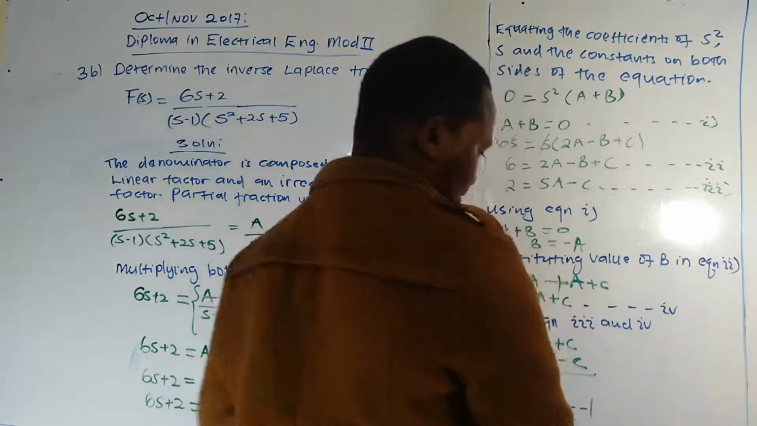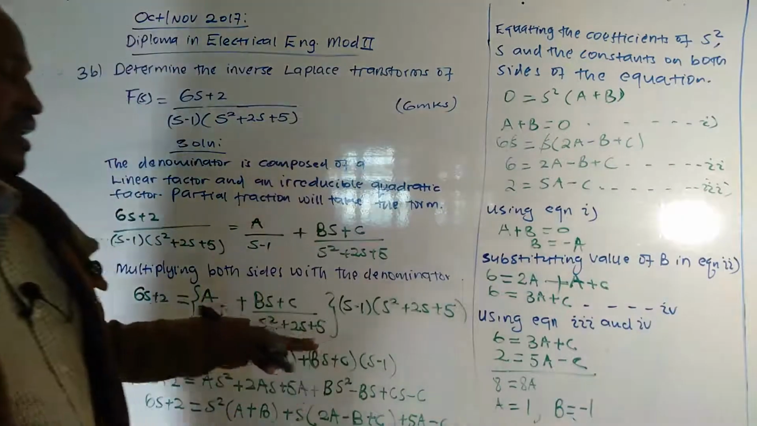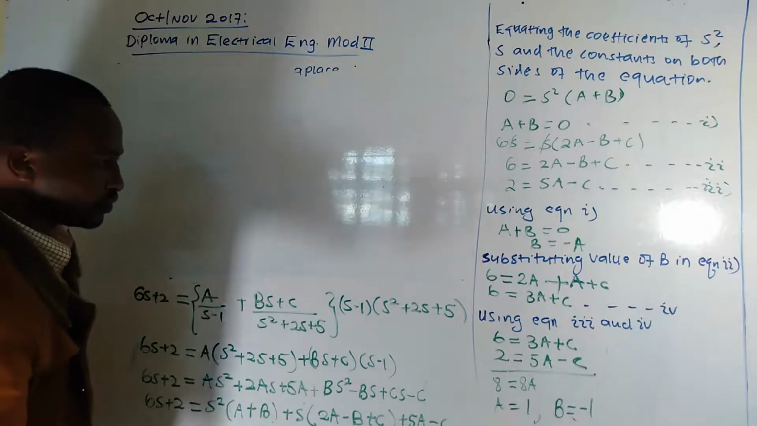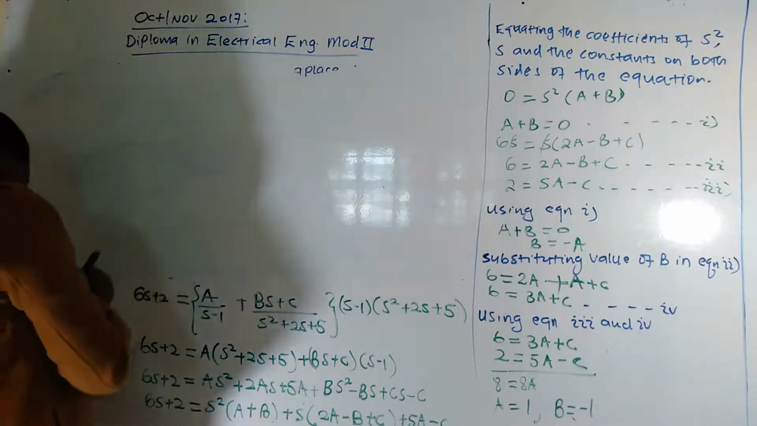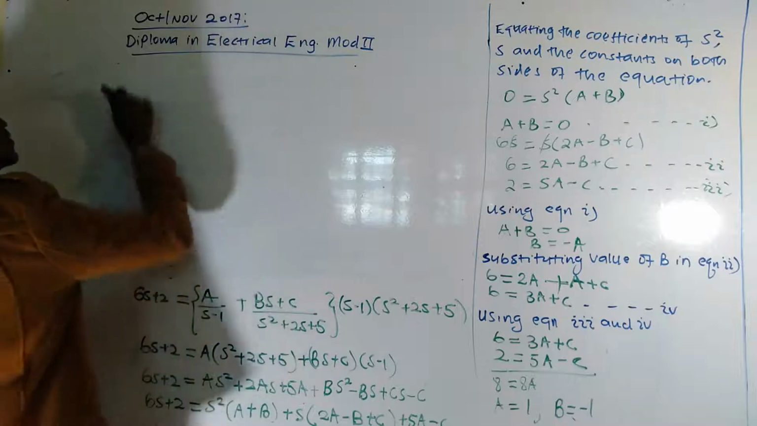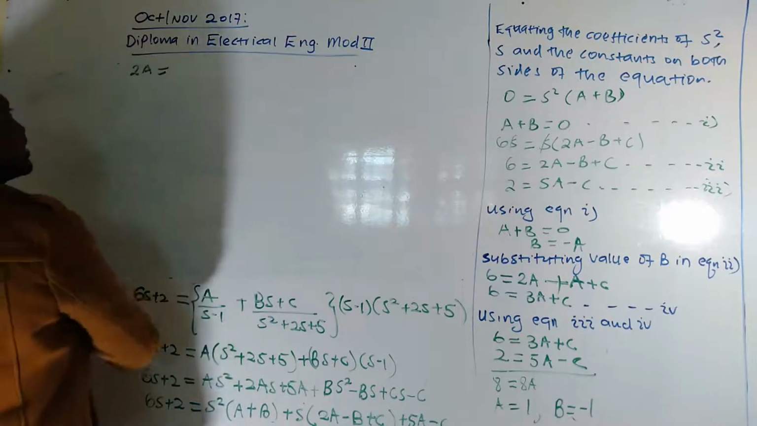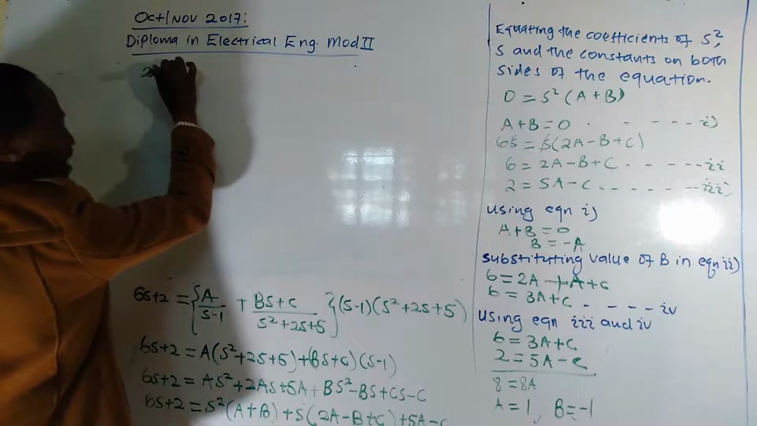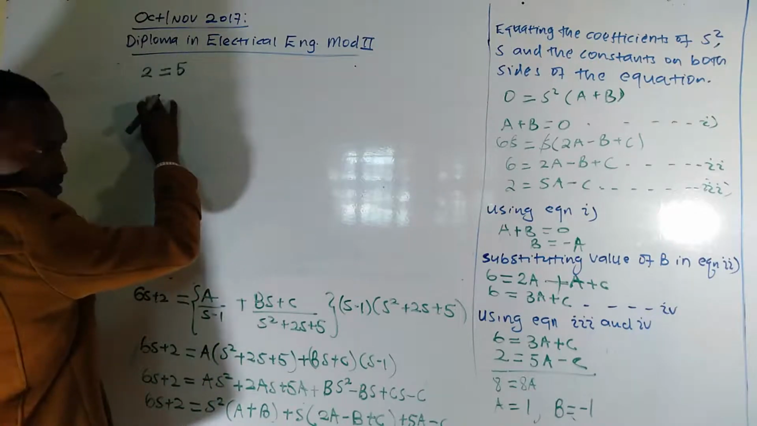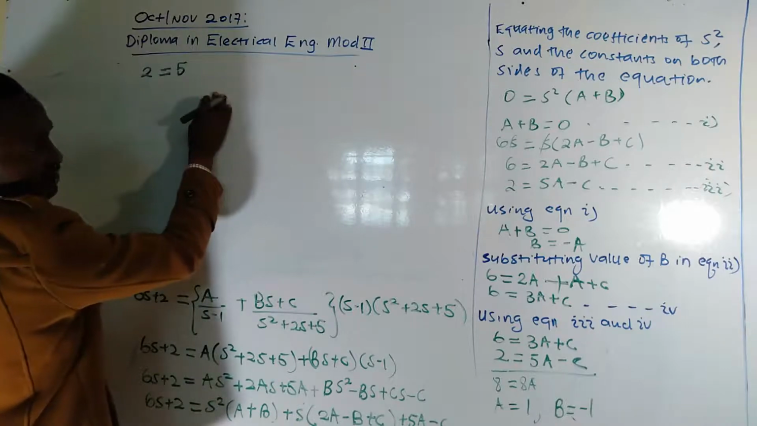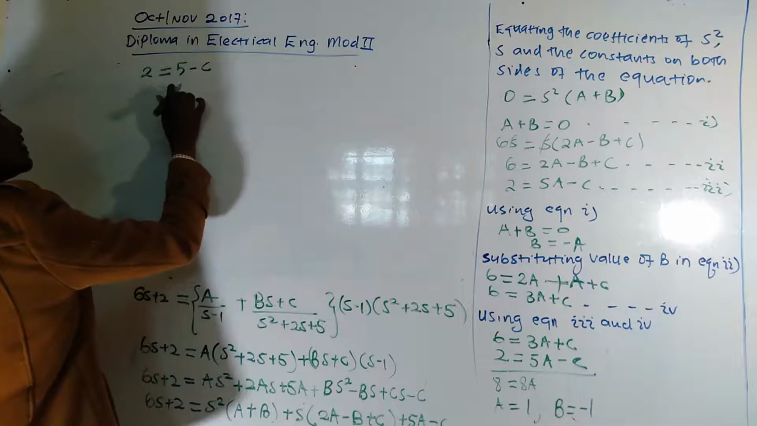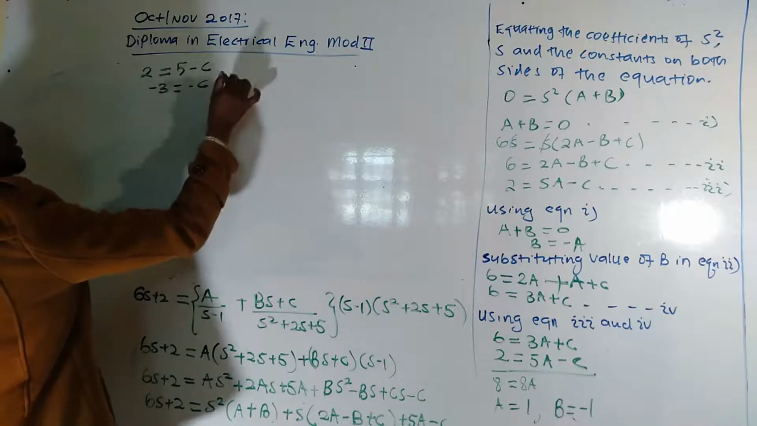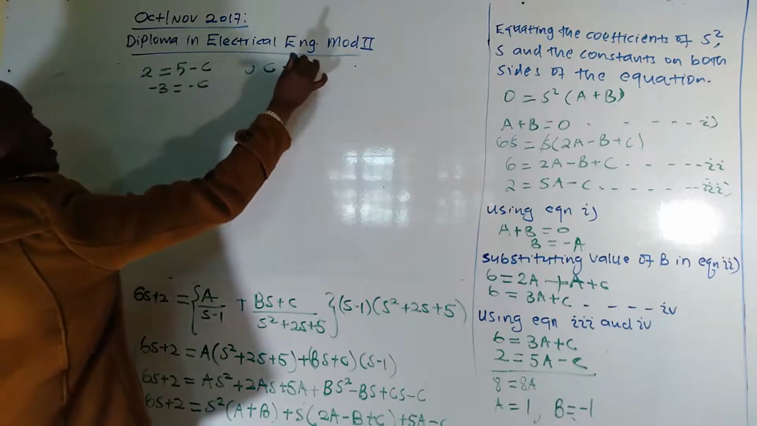Now we can go ahead and get the value of c. Let us use equation 3. We have 2 is equal to 5a minus c, where a is 1, which is simply 5, and c we do not know yet. We are trying to get the value of c. Taking 5 over to the other side, negative 3 is equal to negative c, or simply c is equal to 3.